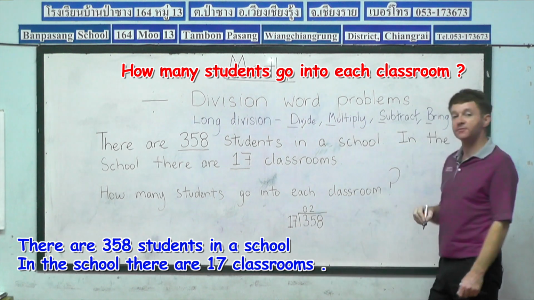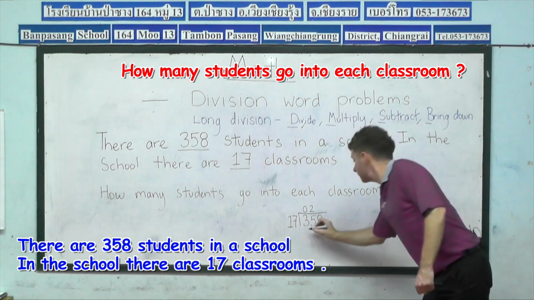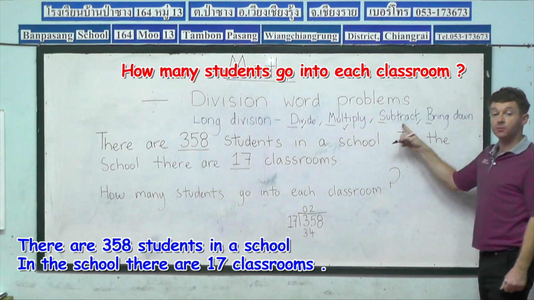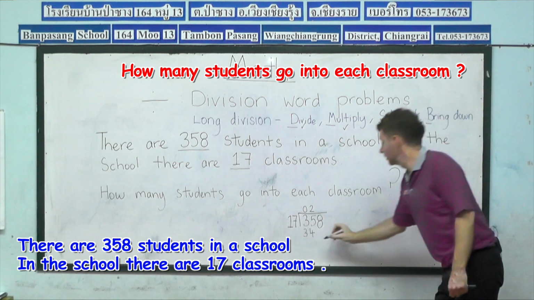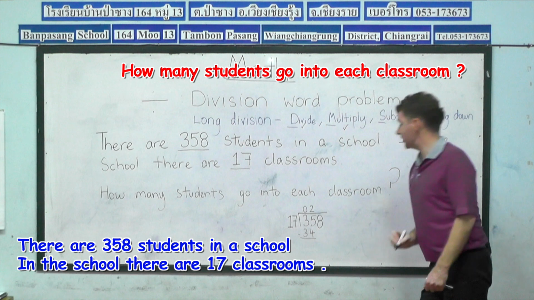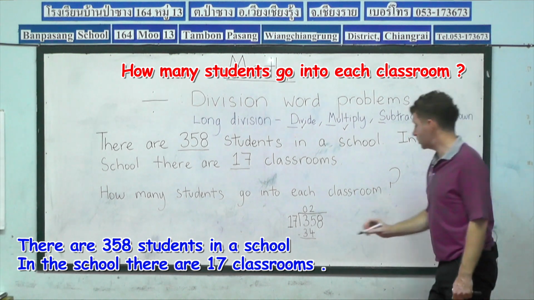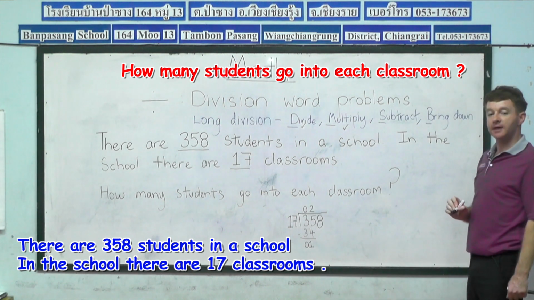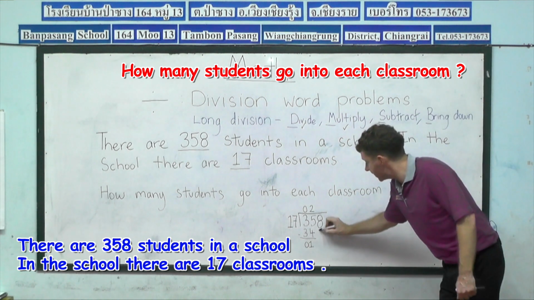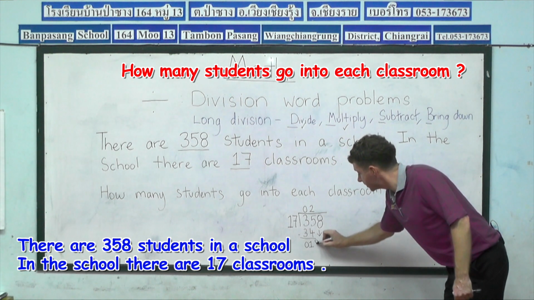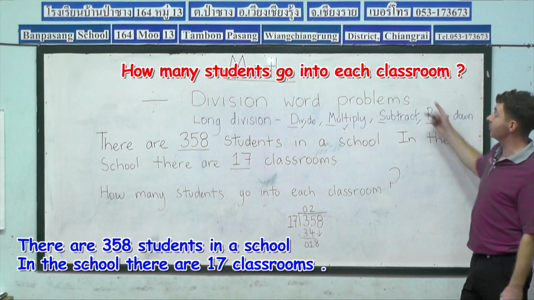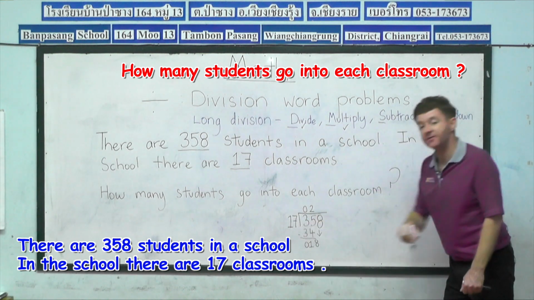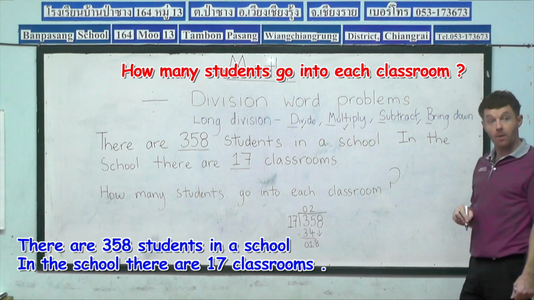Now time for step 2. 2 times 17 equals 34. That's step 2. Now we're ready to subtract. 35 minus 34 equals 1. Okay, now what's next? Bring down. So we bring down the 8, and the 8 becomes 18. And then we go back to the start of the process. So now we ask 18 divided by 17 equals 1.